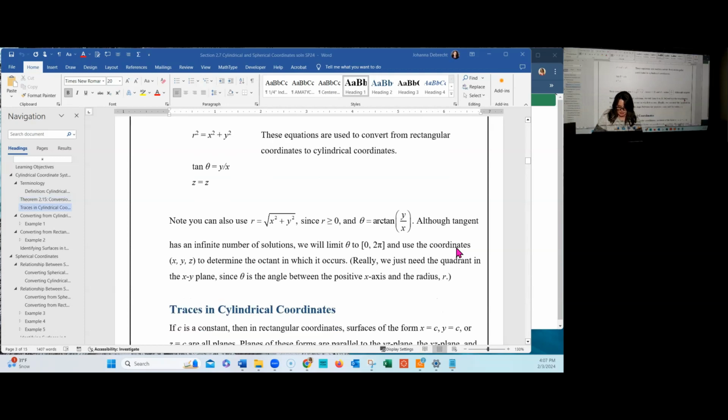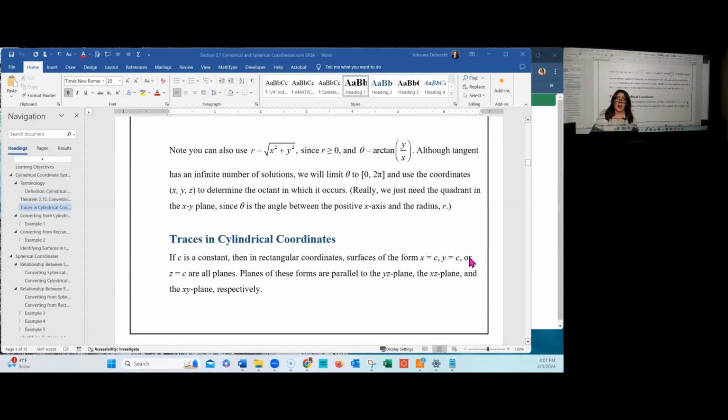We're going to limit theta to being between 0 and 2 pi, though theoretically it could be between negative infinity and infinity. And we'll use the coordinates x, y, z to determine which octant or quadrant it is lying inside of. Theta is the angle projected into the xy plane, so we really only need the quadrant that it's in. And remember that tangent is positive in quadrants 1 and 3 and negative in quadrants 2 and 4.